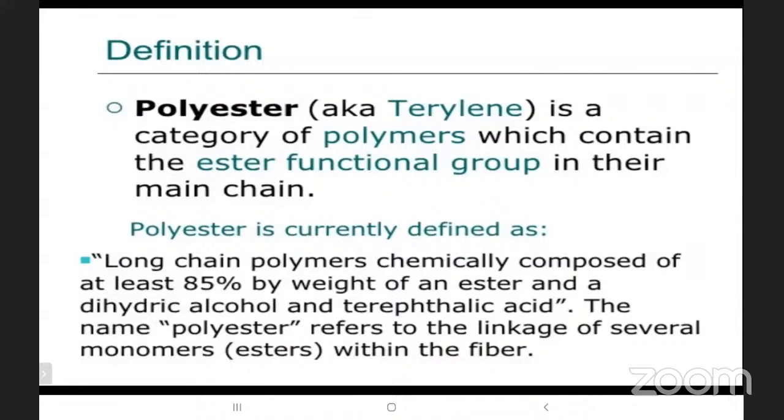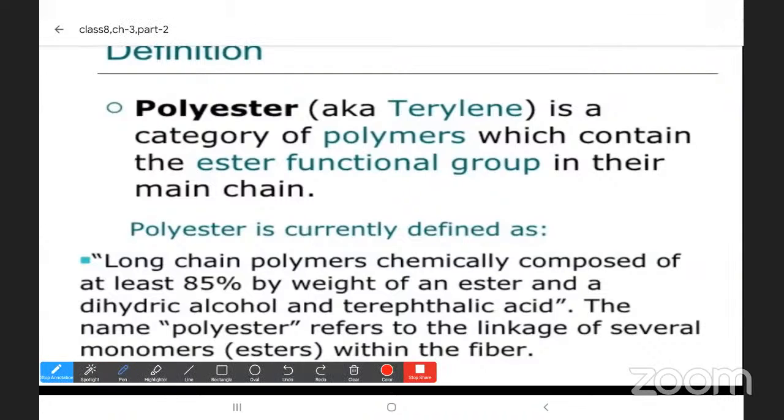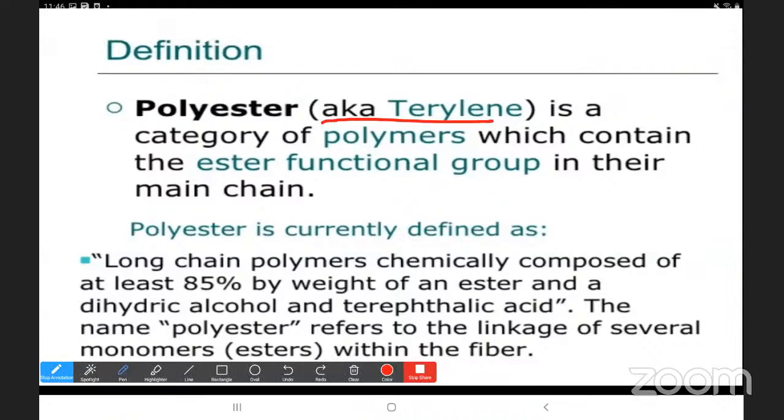Polyester is a category of polymers which contain the ester functional group in their main chain. Polyester means here we can also say terylene. It is a category of polymers only, and it contains the ester functional group.